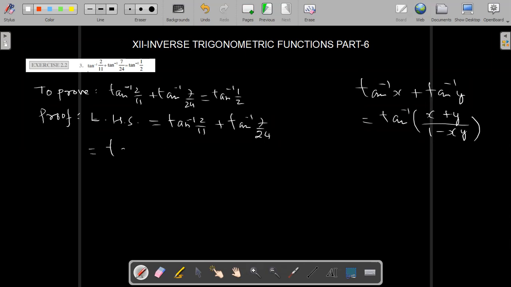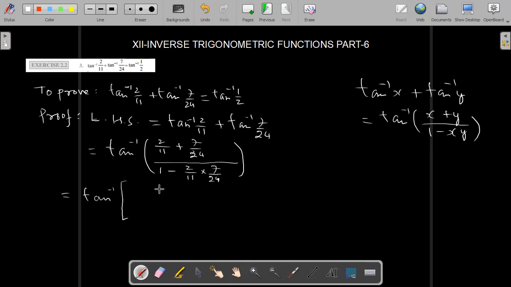This formula is applied here, so it will convert into one tan inverse. Therefore we can write tan inverse of 2 by 11 plus 7 by 24 divided by 1 minus 2 by 11 into 7 by 24. Now we will solve it.